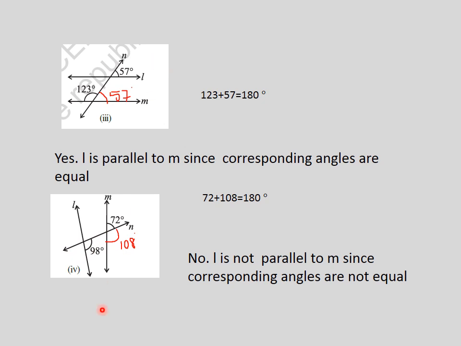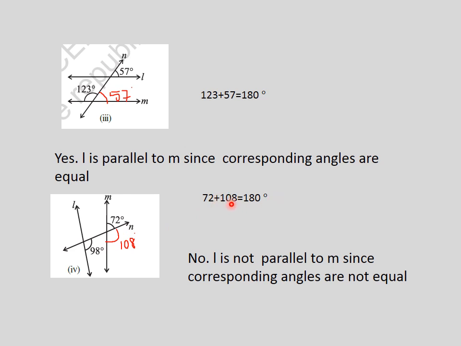Now let us see the fourth question in this. So the given angles are 72 and 98, and we need to find out whether L is parallel to M or not. So how do you find out? First of all, we can find the other angle because this is already 72. So how much is this? We can find out by using the straight line property: 180 minus 72.